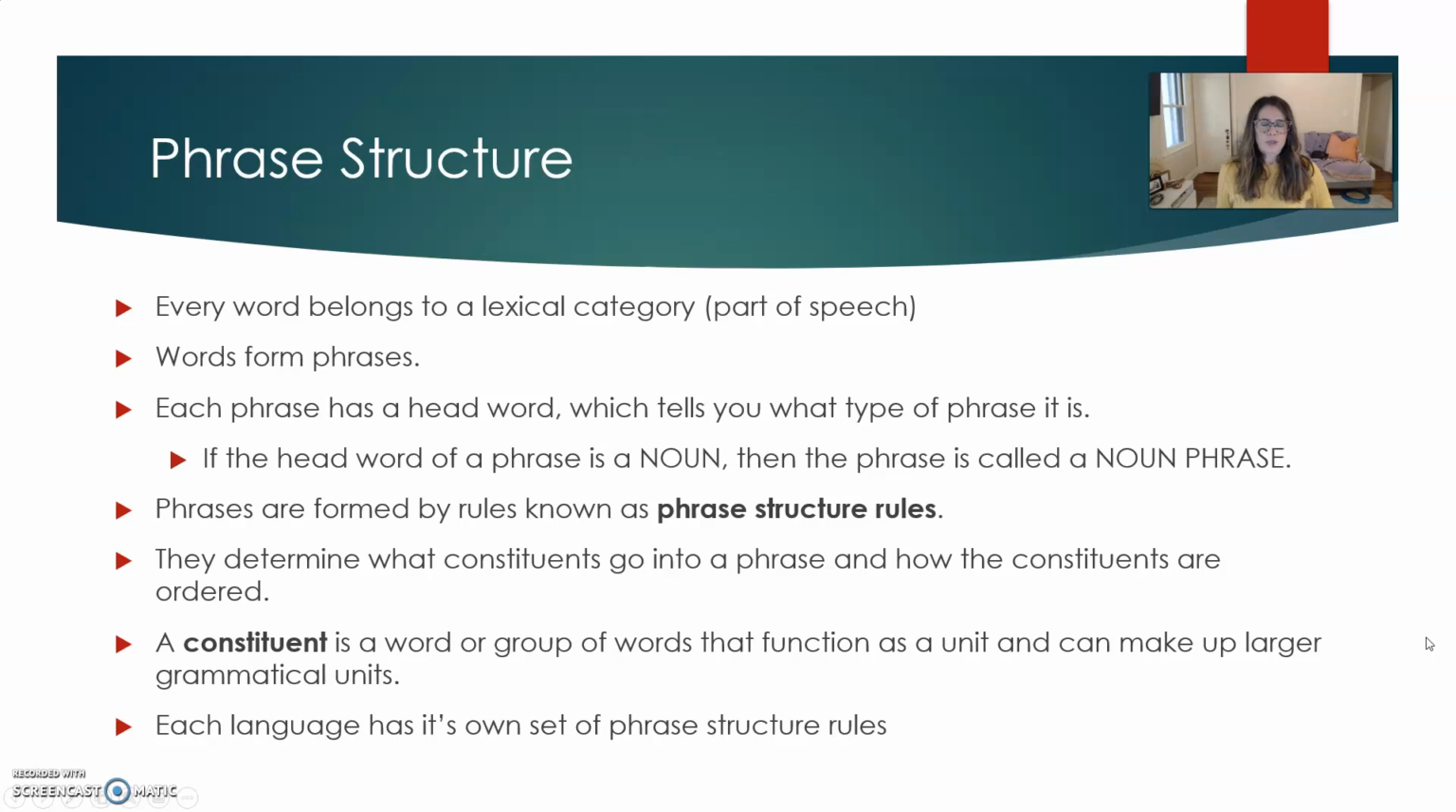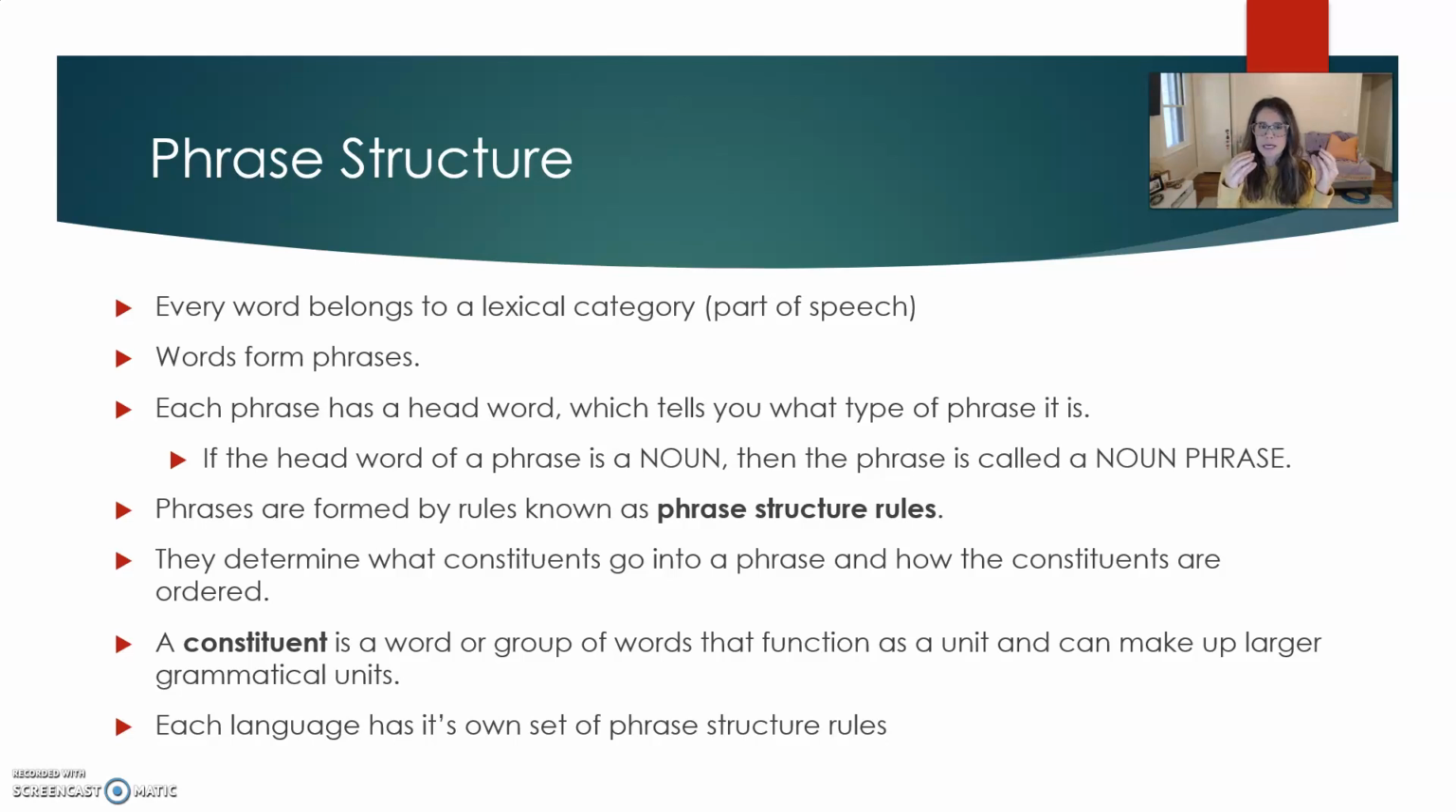So we have studied the parts of speech. You know that every word belongs to one of these lexical categories, right? And then we put words together and we get phrases. Well, out of phrases, we can categorize our types of phrases as well. So each phrase is going to have a head word. The head word is going to be like the most important word, and it's going to tell you what type of phrase this is, okay? So if the head word of a phrase is a noun, then the phrase is a noun phrase, okay?